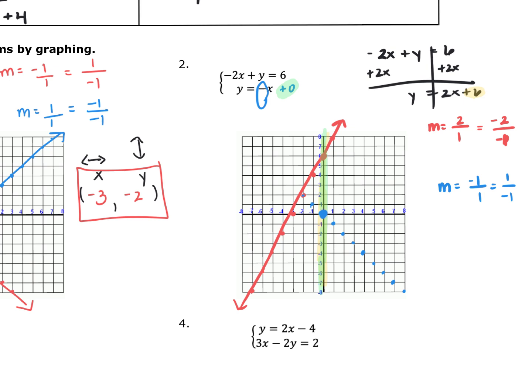Okay, I already have a dot, a red point, and I just put a blue point on it. So I'm just going to circle that so I know that that's it. And I'm going to connect those together. And now I'm going to find my coordinates.